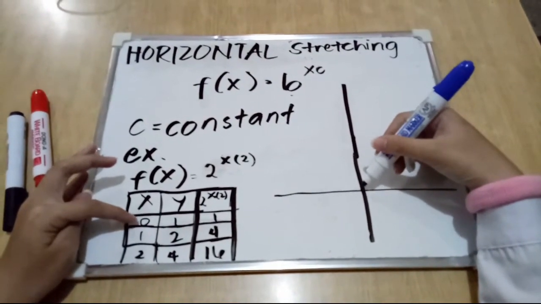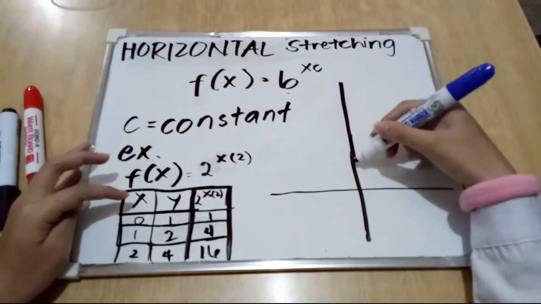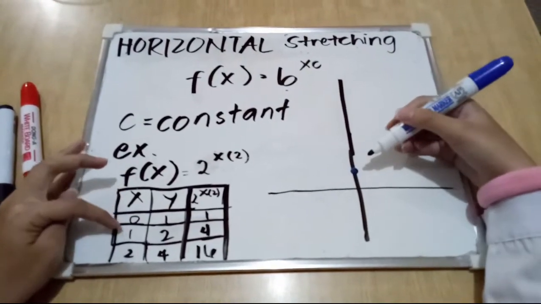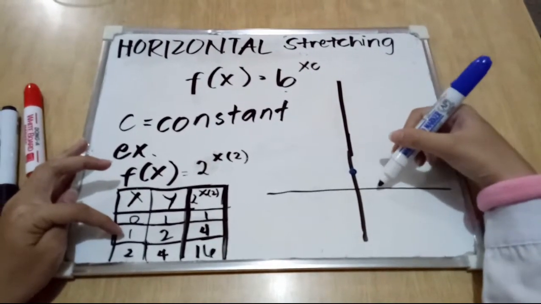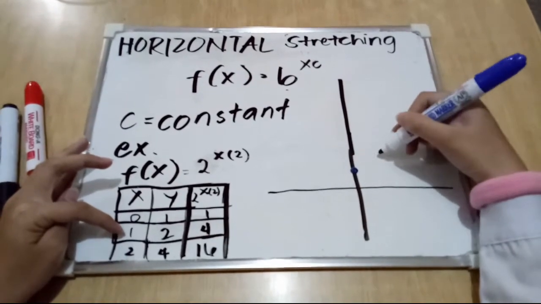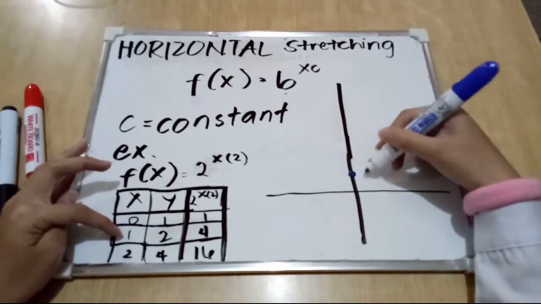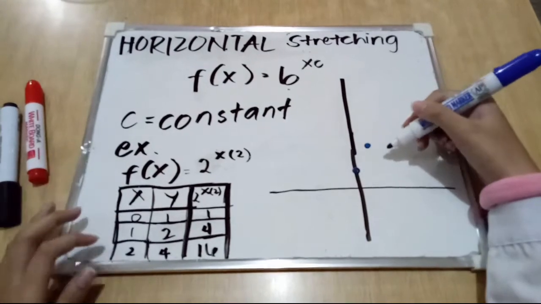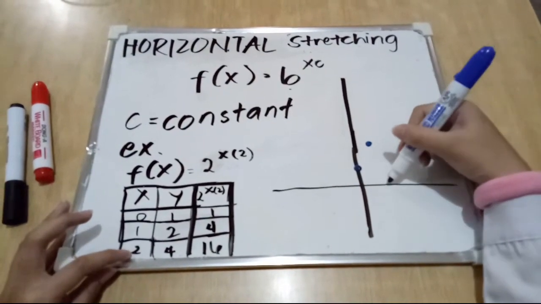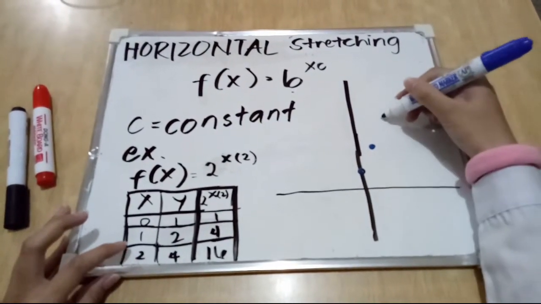So first is 0, the y is 1. Next is 1, the y is 2. And last is 2, the value of y is 4.